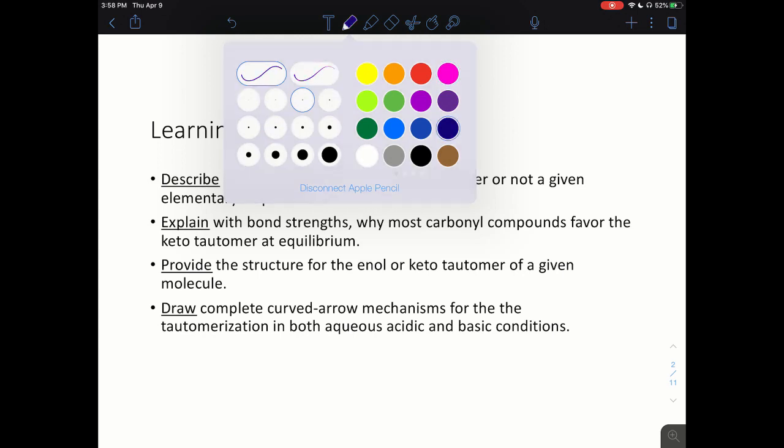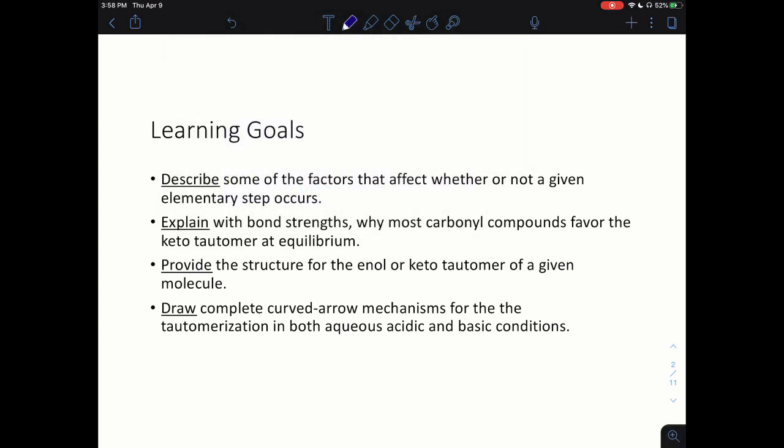You may have no idea what I'm talking about. That's cool. We're going to get there. And then provide the structure for the enol or keto tautomer of a given molecule. And then finally, draw the complete curved arrow mechanisms for the tautomerization of enols to ketones and vice versa in both aqueous, acidic, and basic conditions.